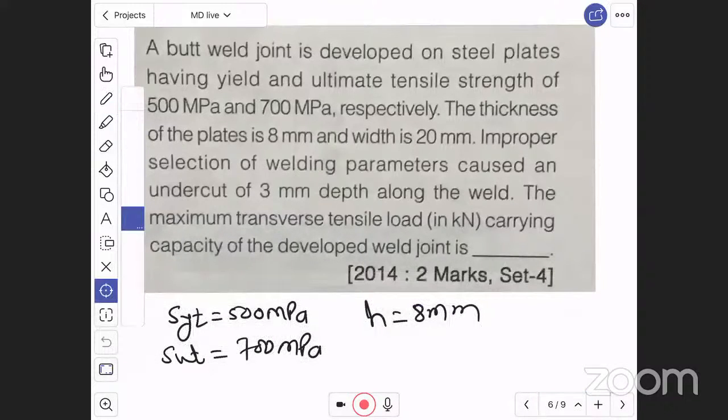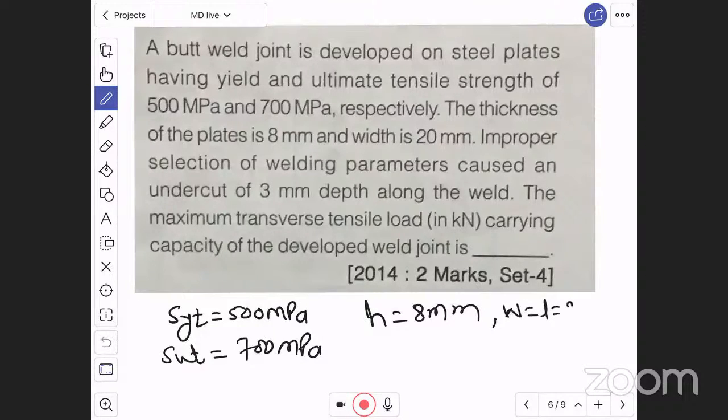Now, the thickness of plate is given 8 mm and width is 20 mm. Width means length of weld. Width of plate is nothing but length of weld, which is 20 mm. Improper selection of welding parameters causes an undercut of 3 mm depth. Here undercut H1 is given, 3 mm, along the weld. The maximum transverse tensile load carrying capacity developed in the weld, in kilonewton, is.